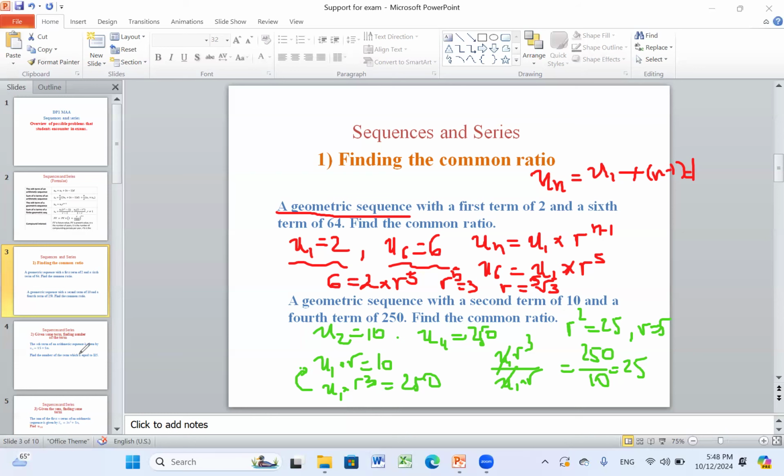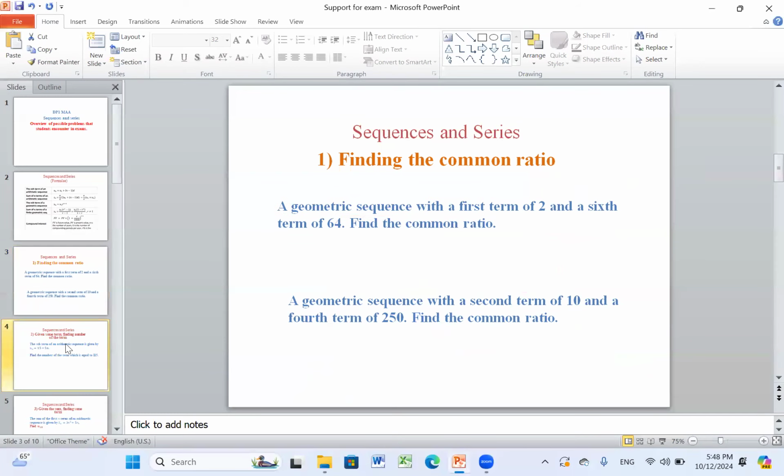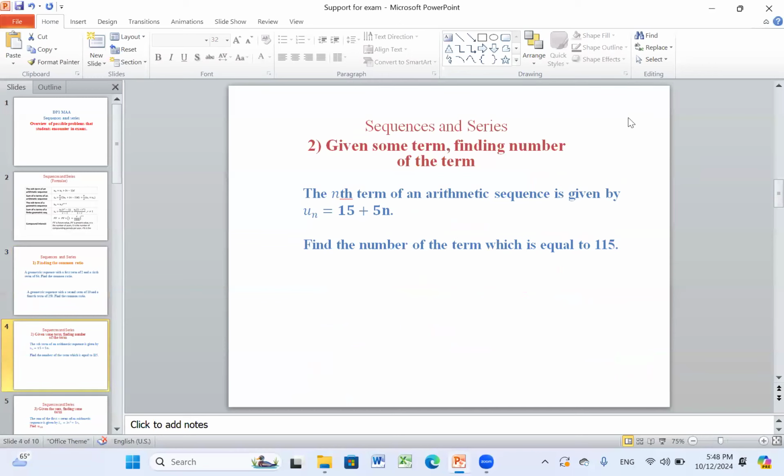So let's pass to the second question. The second type of question is that we are given some term, and the term is a number. We need to find n. So we need to find the number of the term that we are given. For example, look here. The nth term of an arithmetic sequence is given by Un equals 15 plus 5n. Find the number of the term which is equal to 115.